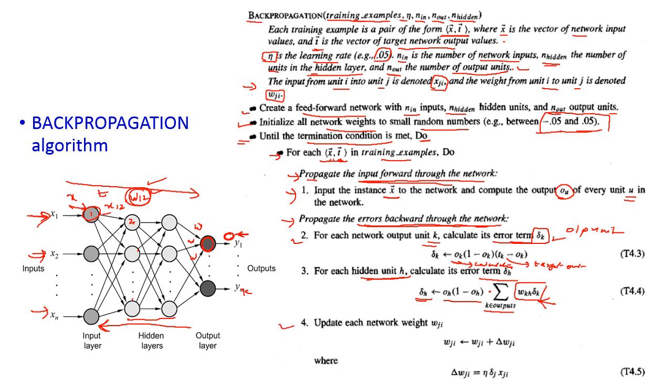Then update each network weight. w_ji, the old weight, will be updated to the new weight using delta w_ji, which is computed from the network, where delta w_ji is equal to the learning rate times delta j, that is the error term, times x_ji, the input of the corresponding node unit. By using this formula we adjust the weights of the entire network, and this process will be repeated until we get t_k equal to o_k, that is, the target output equals the computed output.